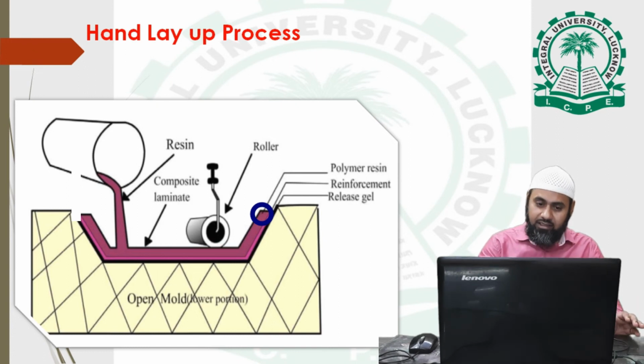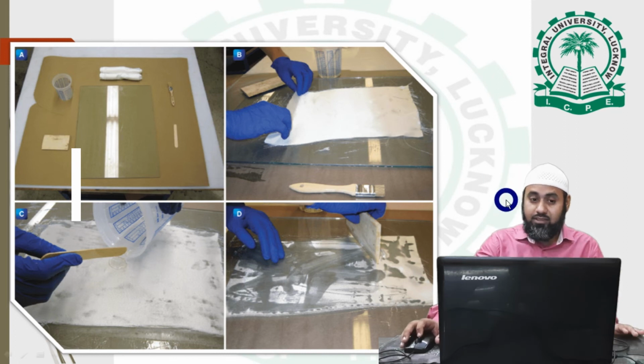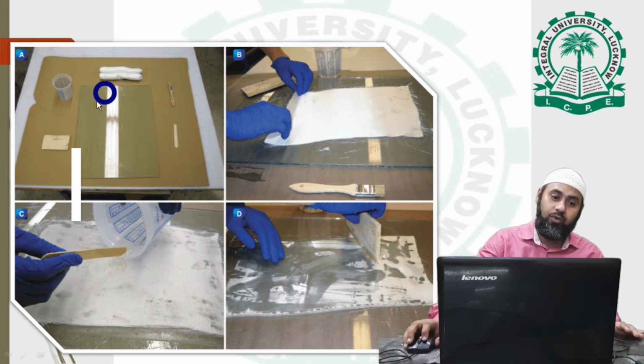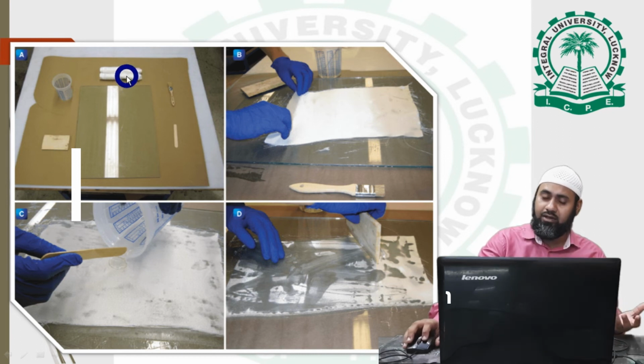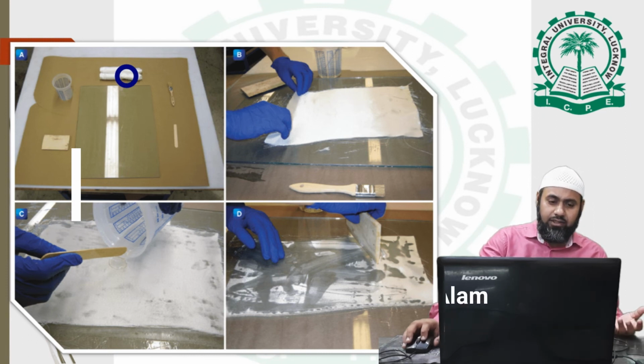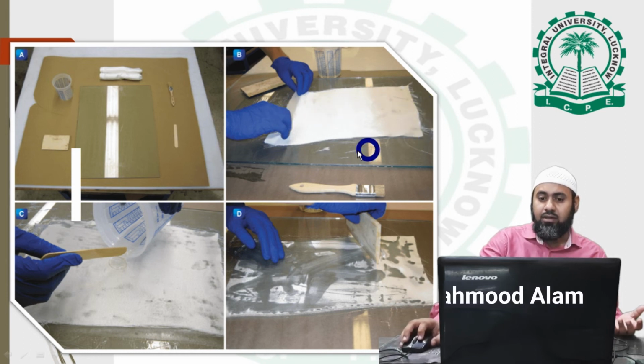Here you can see a simple diagram of how the hand layup process is carried out. You can see it is the open mold, and in this container the thermoset gel is available, and here is the reinforcement, which might be a glass fiber. You can see how the reinforcement is applied on the open mold.